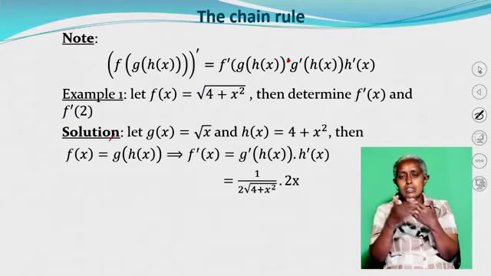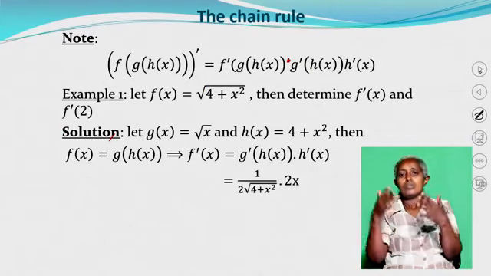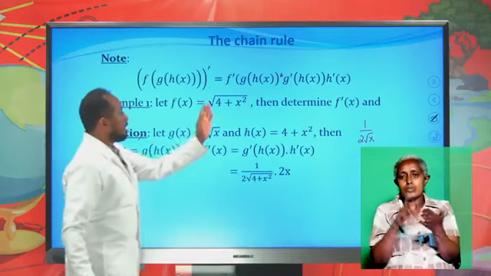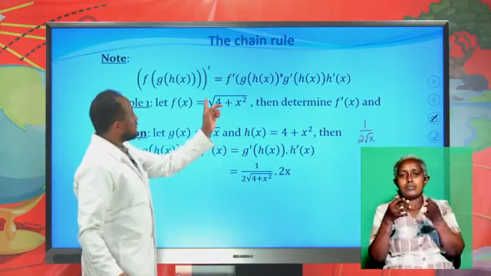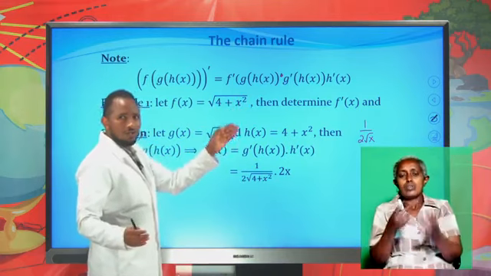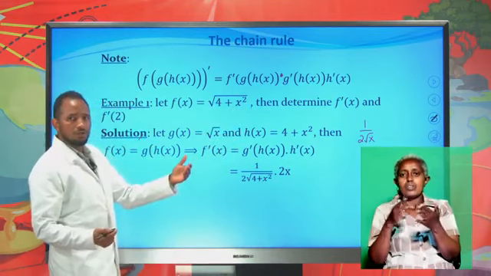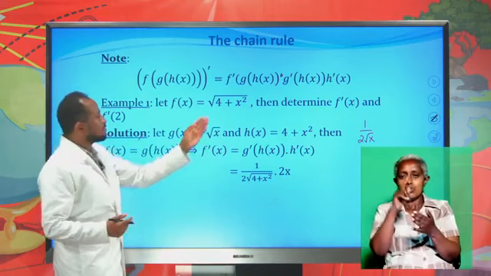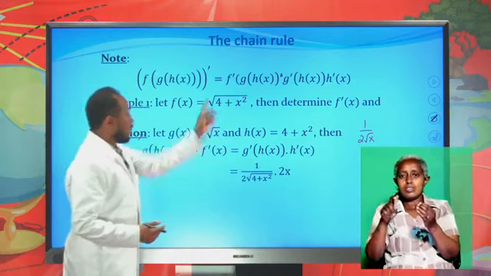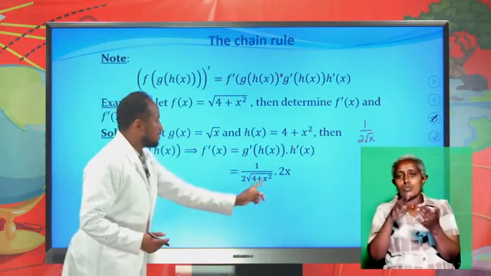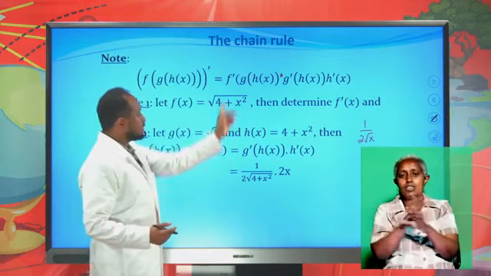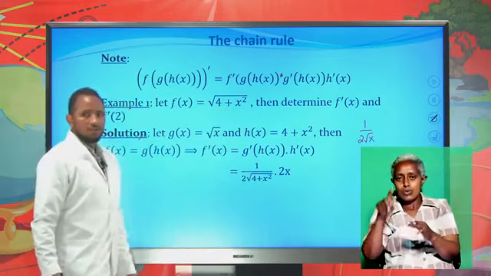So simply, if you face a composite function, what you do is, look, we have this expression. The first expression is a square root and the second one is a polynomial. So take the derivative of the square root expression. The square root of x has derivative 1 over 2 root x. So the derivative of the square root of 4 plus x squared is first 1 over 2 root 4 plus x squared, times the derivative of the inner function. The derivative of the inner function is 2x. So this is the answer.